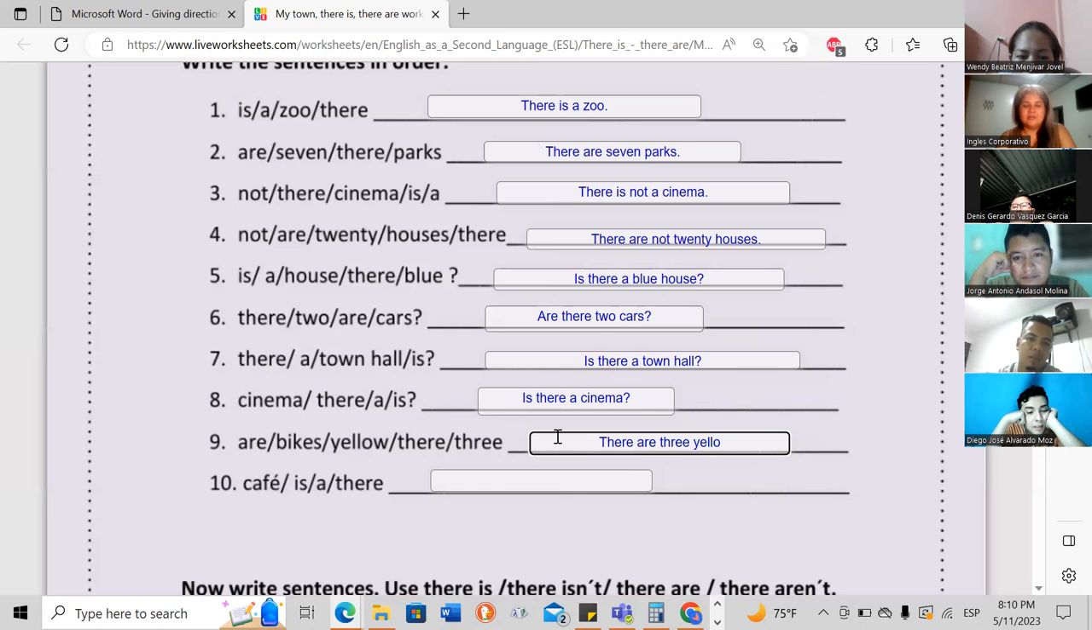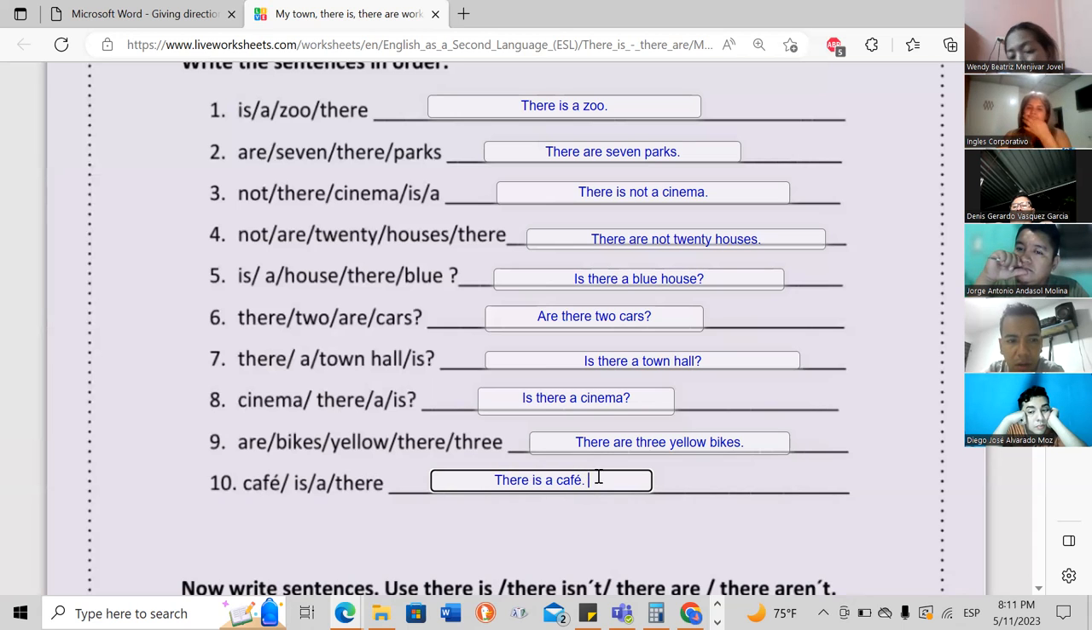There are three yellow bikes. That's really yellow. Number 10. There is a cafe. Okay. Very good.